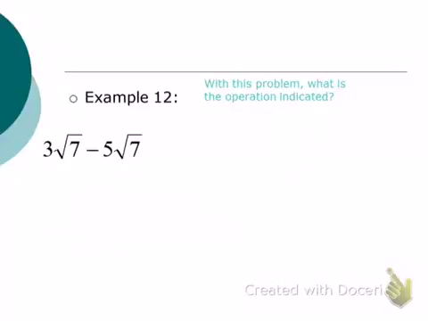We're adding square roots of 7, right? 3 square roots of 7 minus 5 square roots of 7. So when we add those radical expressions, just like variables don't change when you add or subtract, radical expressions don't change when you add or subtract. So what's 3 square root of 7 minus 5 square root of 7? Negative 2 square roots of 7. That's right.